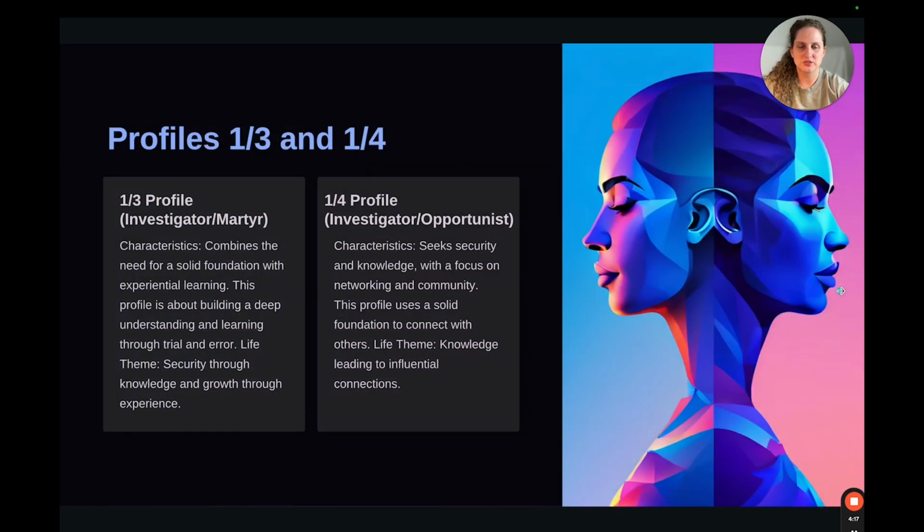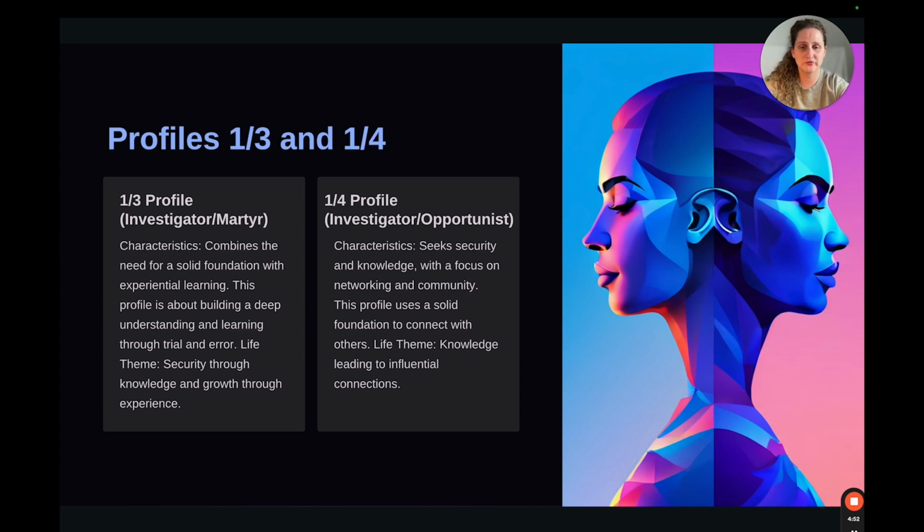Okay, so let's go through 1-3 and 1-4. The 1-3 profile, the investigator martyr. So now you guys can kind of see how these are coming together. We're choosing line 1 and line 3, and together they're going to be the investigator martyr profile. Characteristics are that it combines the need for solid foundation with experiential learning. This profile is about building a deep understanding and learning through trial and error. Their life theme is security through knowledge and growth through experience.